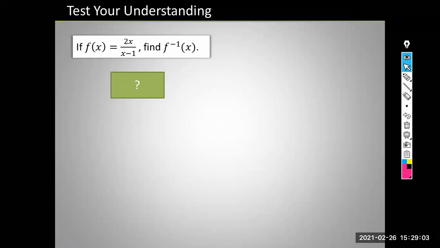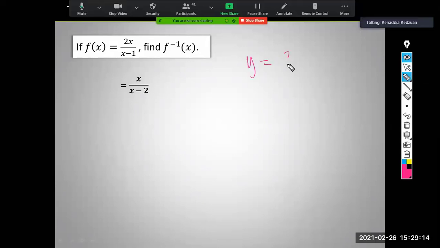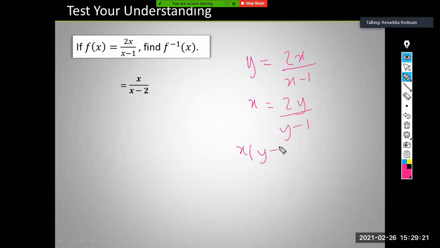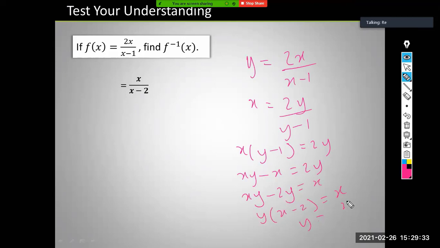Is it x over (x minus 2)? Okay, very good. So y equals 2x over (x minus 1). Interchange the variables and then make y the subject. Then I move y to the same side, then factorize the y. So x over (x minus 2).